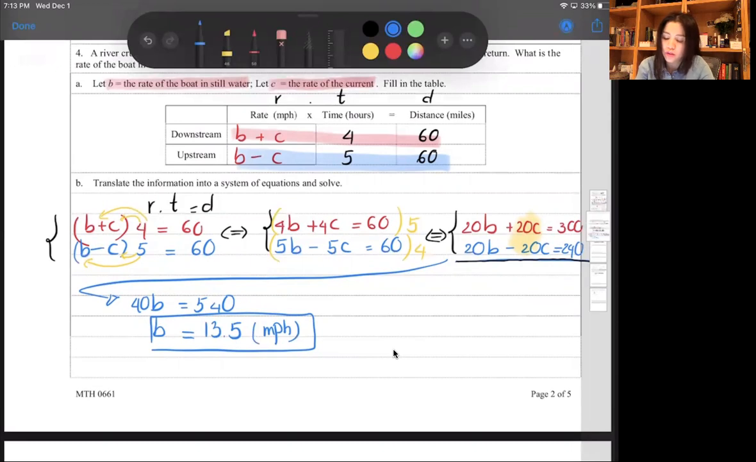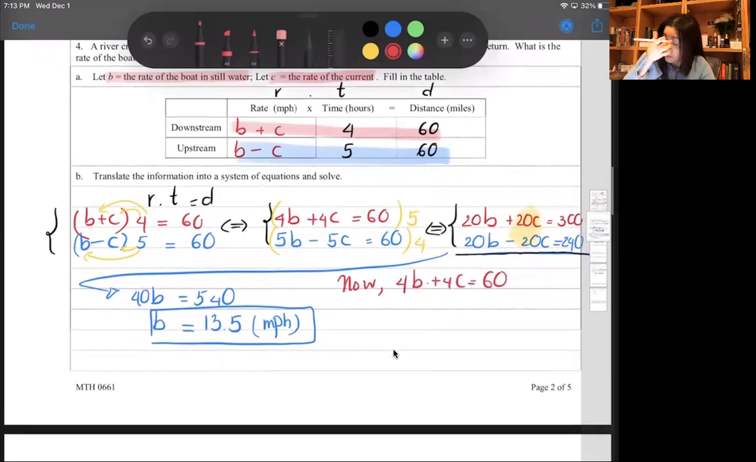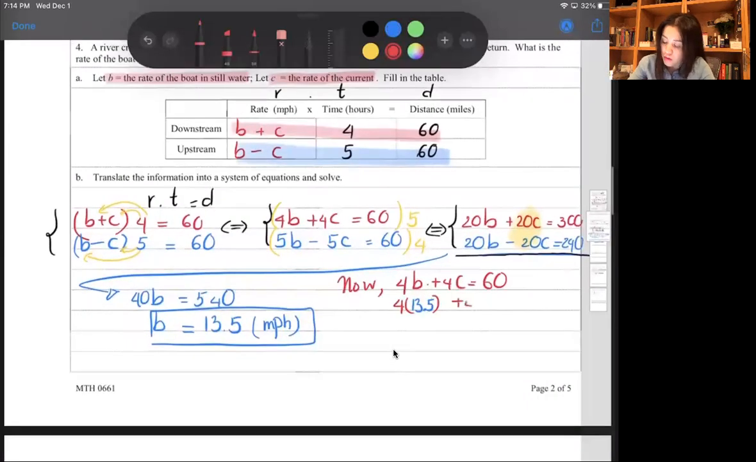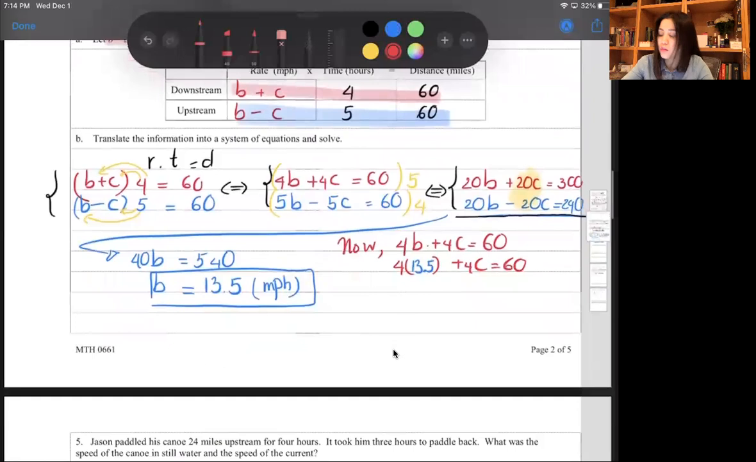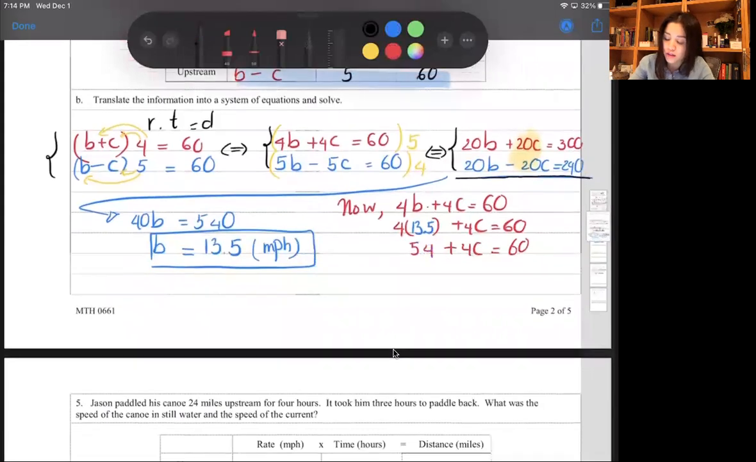We can substitute into either this equation or this equation, whichever one you pick. Okay, I'm gonna pick the red one. So now I got 4b plus 4c equals 60. Substitute 13.5 for b. 13.5 plus 4c equals 60. 13.5 times 4 is 54. Plus 4c equal 60.